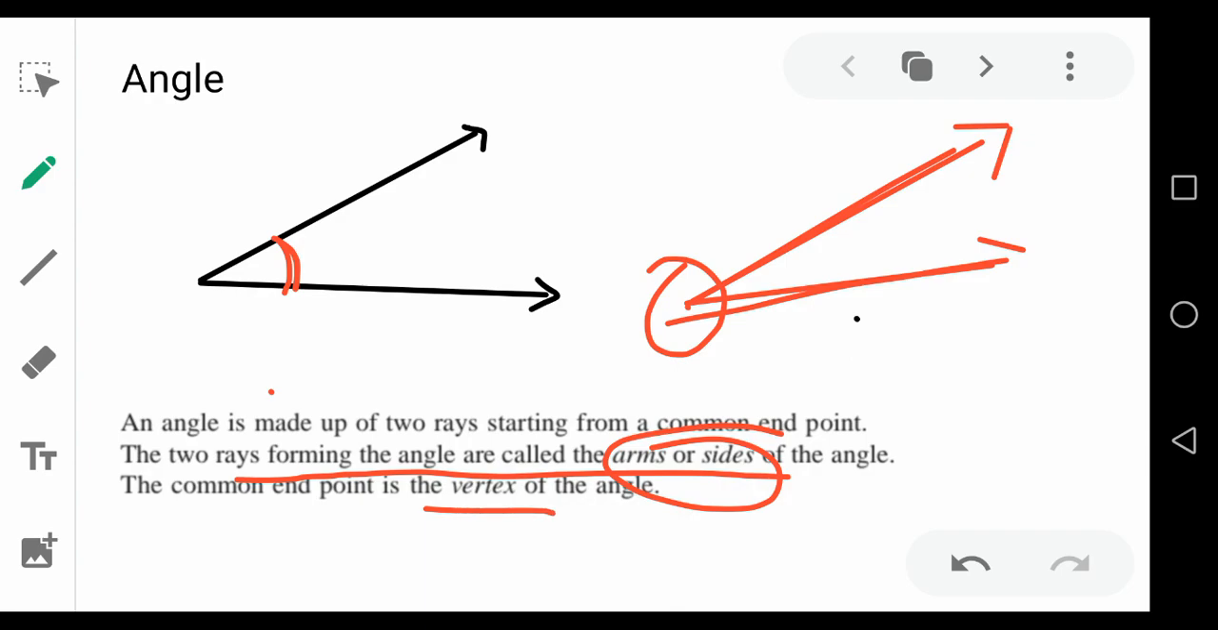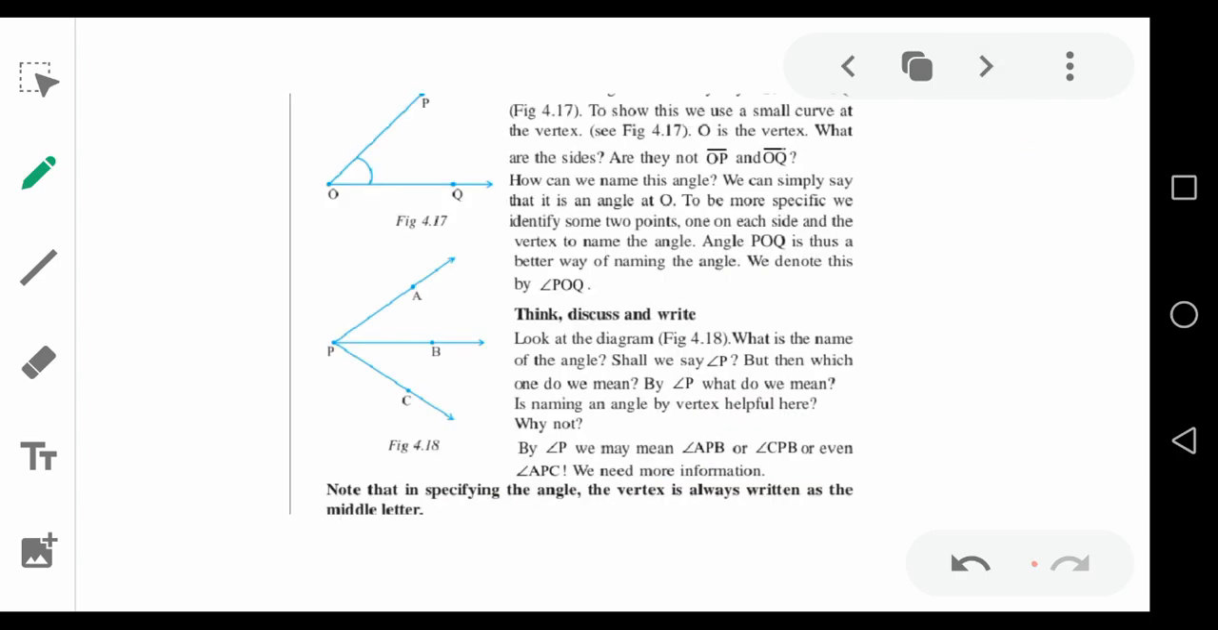Okay. So now coming to the next one, that is naming an angle. You know how to name a point, a line segment, line, ray and all. Same way we can name an angle. How is it? We will see that. So here you can see an angle is formed. Which two rays are here? We can see OP is a ray and OQ is a ray. Where is the angle formed? Here is the angle formed.